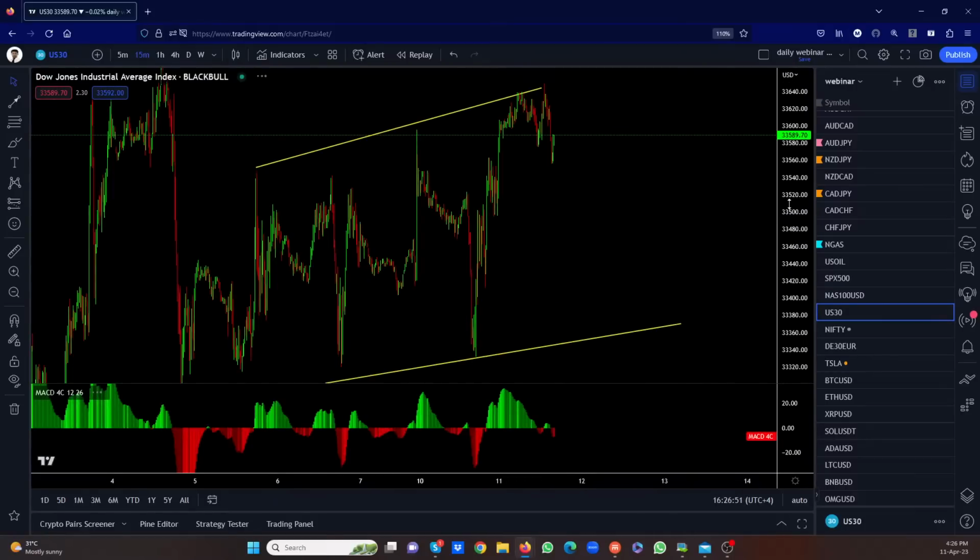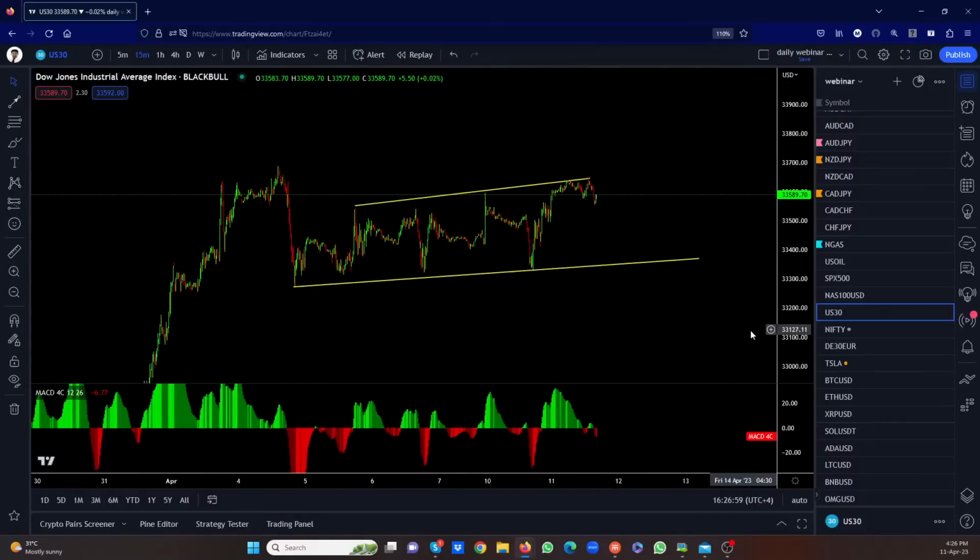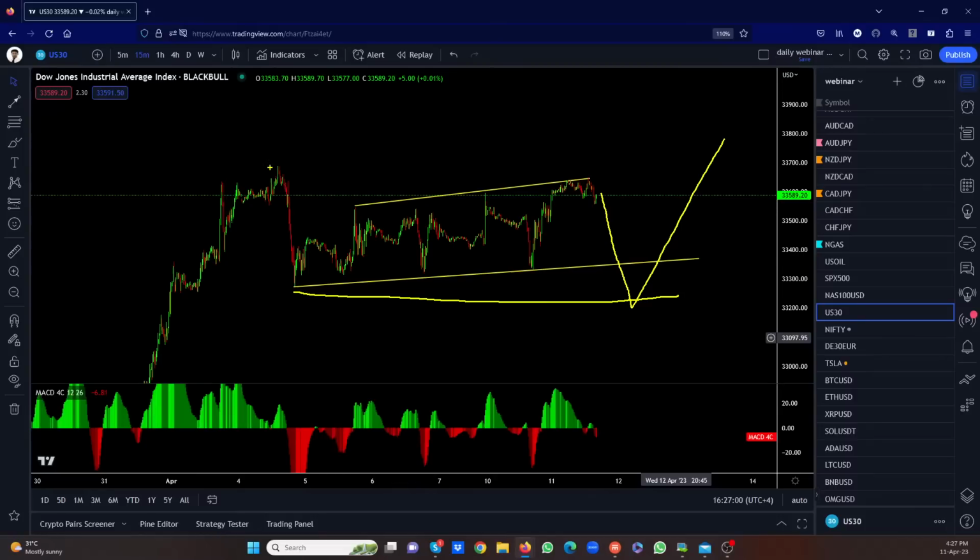US 30. This one is a little more difficult, but yes, if it makes a flag here, go for the sell. You're coming back. This one could break out. This one could literally drop through the bottom. This one could break this low. So this one could come here, break that low, and then go back up. It will be a flag for upside.